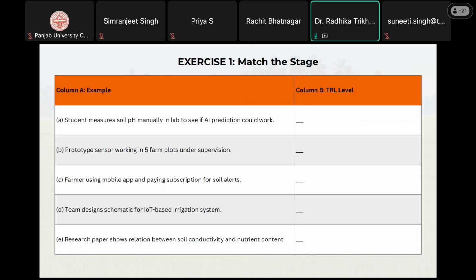Farmer using mobile app and paying subscription for soil alerts. 8, ma'am. This is actually 9. You have already sold your technology, and he is paying you money too. So paying subscription means you have already sold your technology. That you can also do in 8. You can put it in 8 and 9 both, that in 8 you are taking money even to demonstrate it in actual use. And generally you take money only when you have become successful.